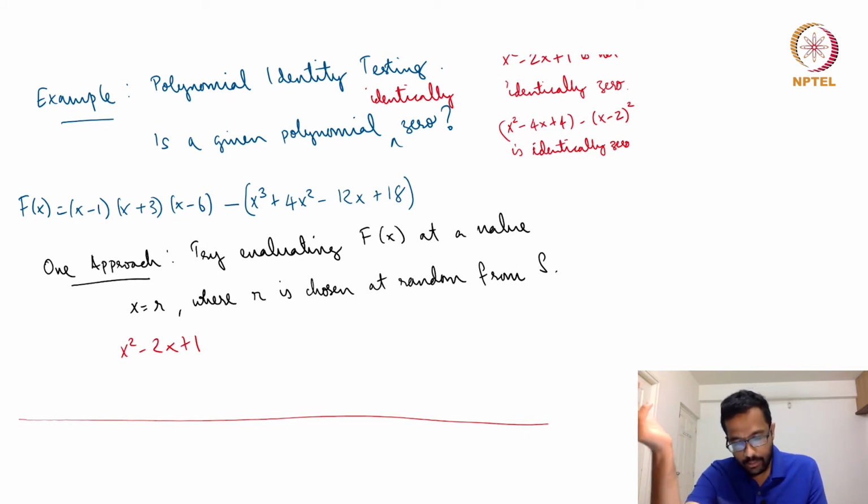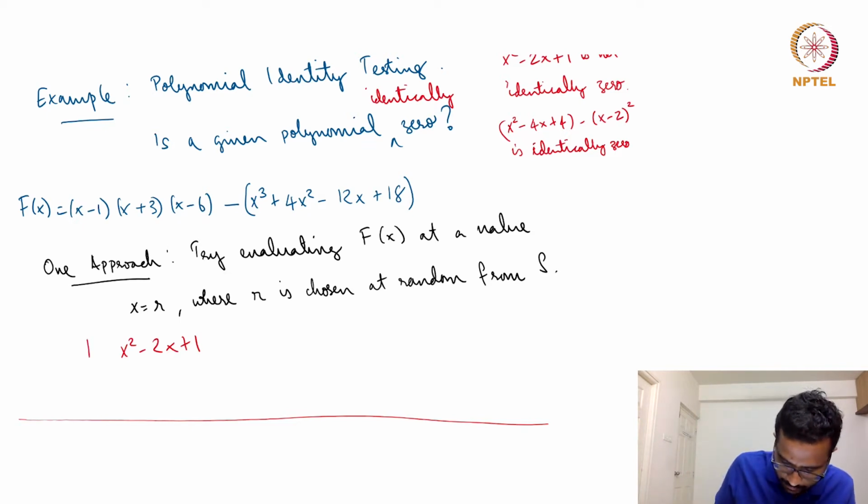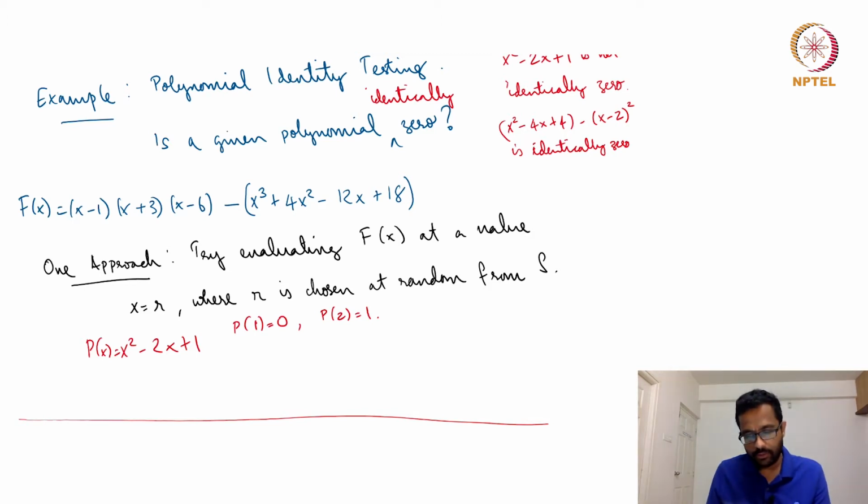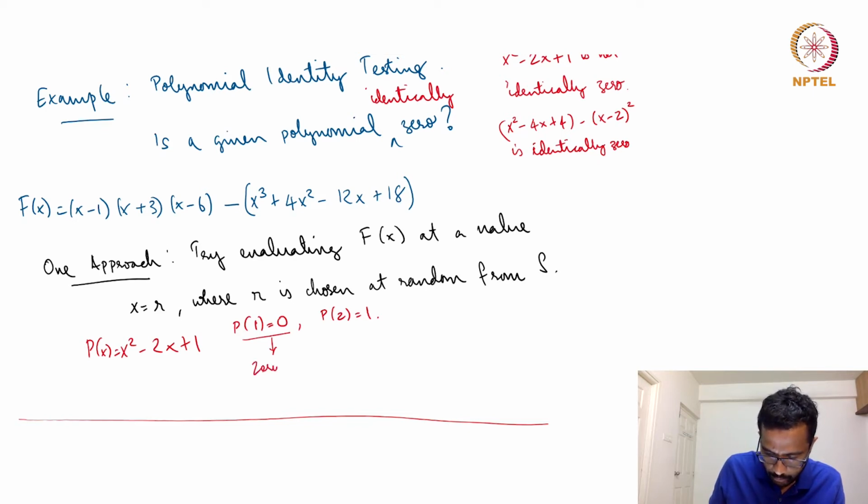However, if you evaluate it at x equal to 2, for instance, you will get a different result. So x is equal to 1, so let's say this is P(x), right? P(1) is 0, whereas P(2) is 1. So if you evaluate it at x equal to 1, you get 0, and if this is the random point at which you decide to evaluate, the algorithm will report it is 0 polynomial, whereas the algorithm will report not 0 polynomial, right?